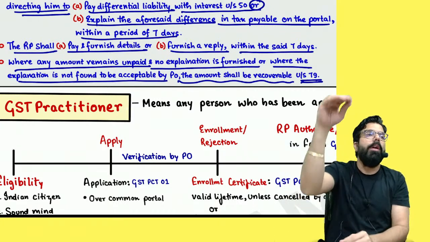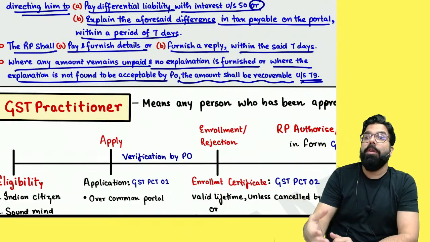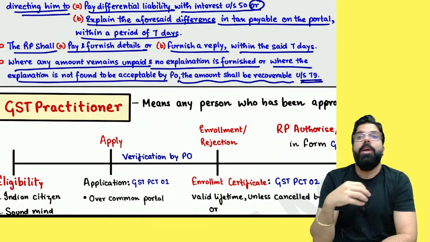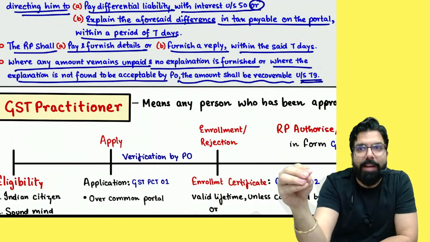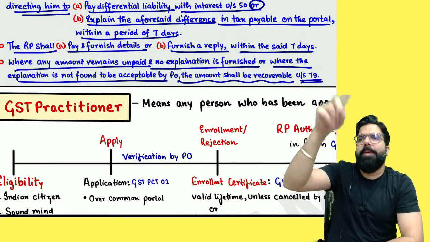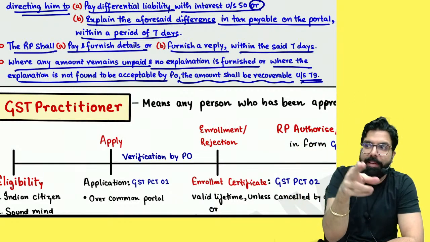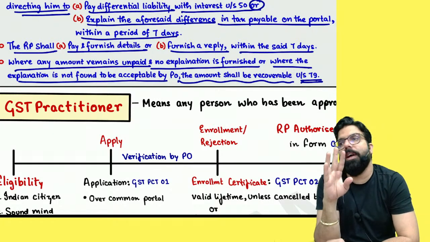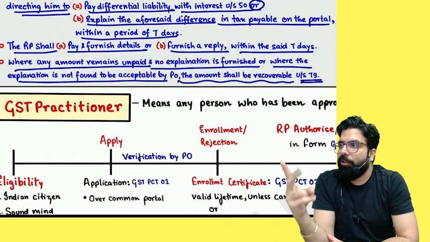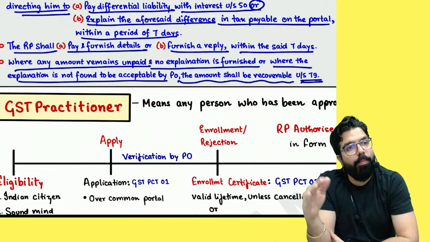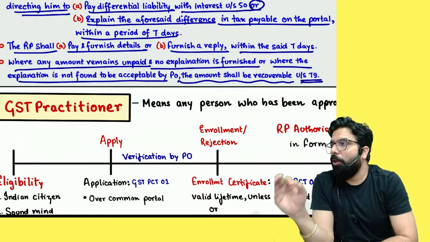Everyone, what is rule number 88C? Whenever there is a difference, they will ask you in the exam, write a note on the provision of rule number 88C. What will you say? Whenever there is a difference between GSTR 1 and the liability which you have shown in your GSTR 3B, you will be intimated of the difference on the portal. Also, intimation will be sent on the mail. Either you have to pay the difference within 7 days, or give a reply. If you do neither, or your reply is not satisfactory, the amount will be recoverable.